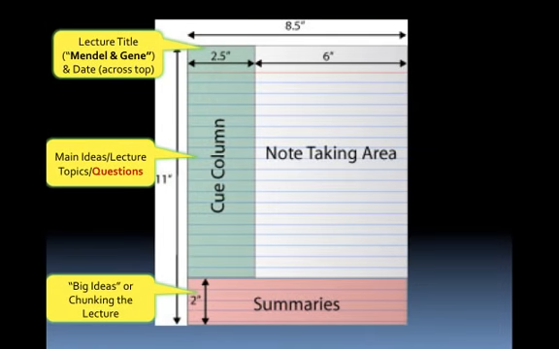As you're taking notes, I would strongly encourage you to take notes in the Cornell Notes fashion. You can see that the title at the top says Mendel and Gene. You also want to put the date there. And then remember at the very end, and even throughout the podcast, write down comments or questions that you'd like to go over with your instructor so that you can best understand this material.